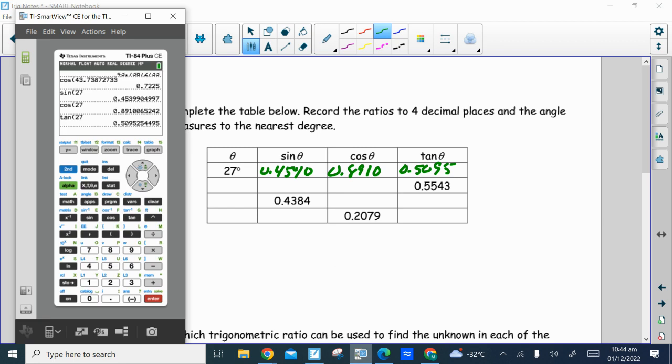Now, for the next one, if we look in the next row, the only number we see there is 0.5543. And if we look above, that's the tangent column. This is telling us that the tangent of an angle theta is 0.5543.